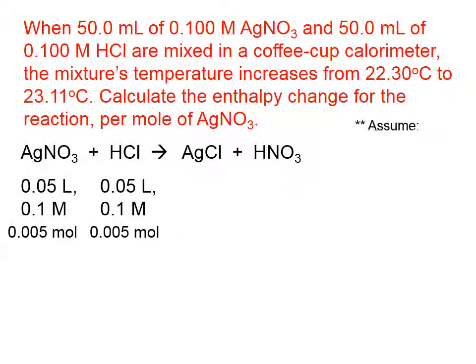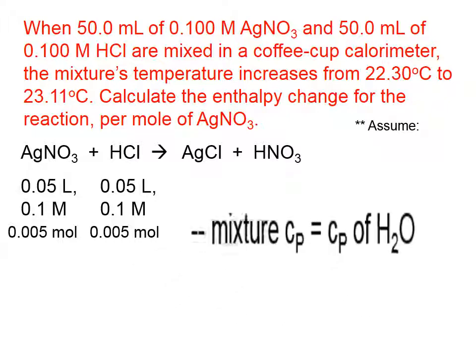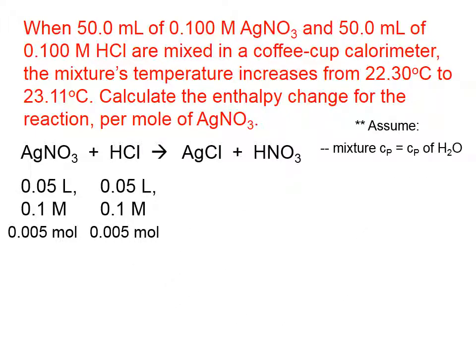We're going to have to make a few assumptions. Firstly, the specific heat of the mixture we're going to assume is very nearly the specific heat of water. And that's a very good assumption, because what do we have mostly in a couple of 0.1 molar solutions? Water. The specific heat of the mixture should be very close to simply the specific heat of water, which is 4.18 joules per gram degree Celsius.